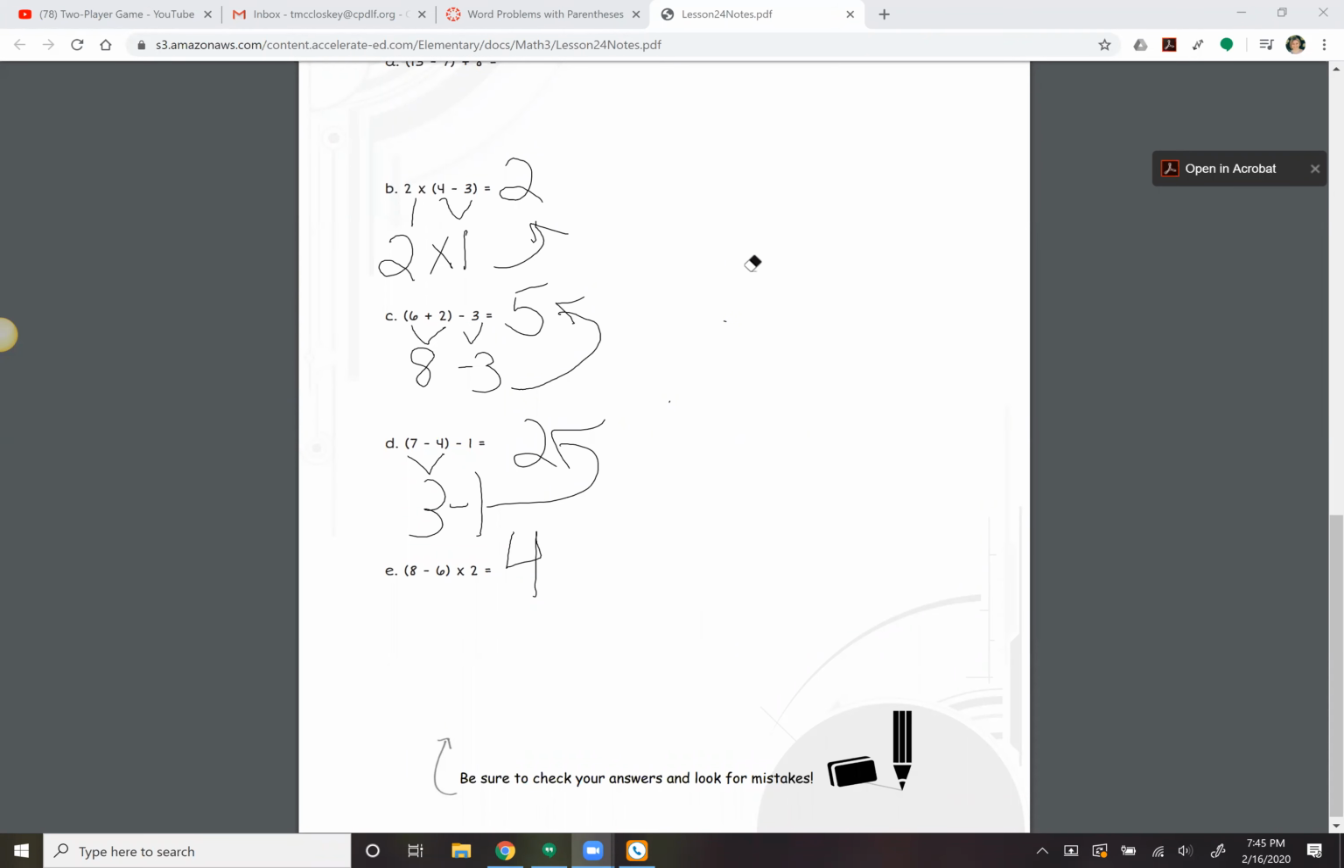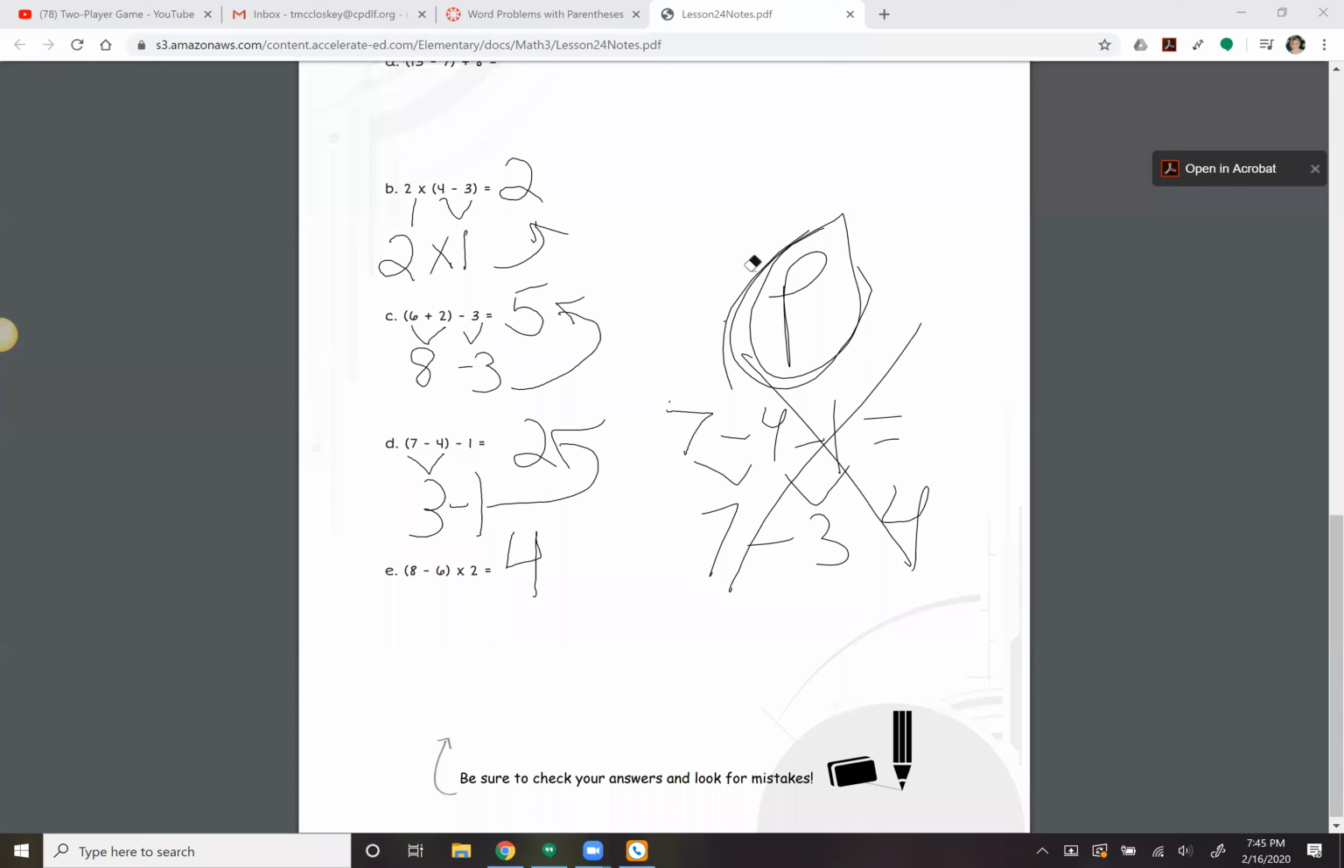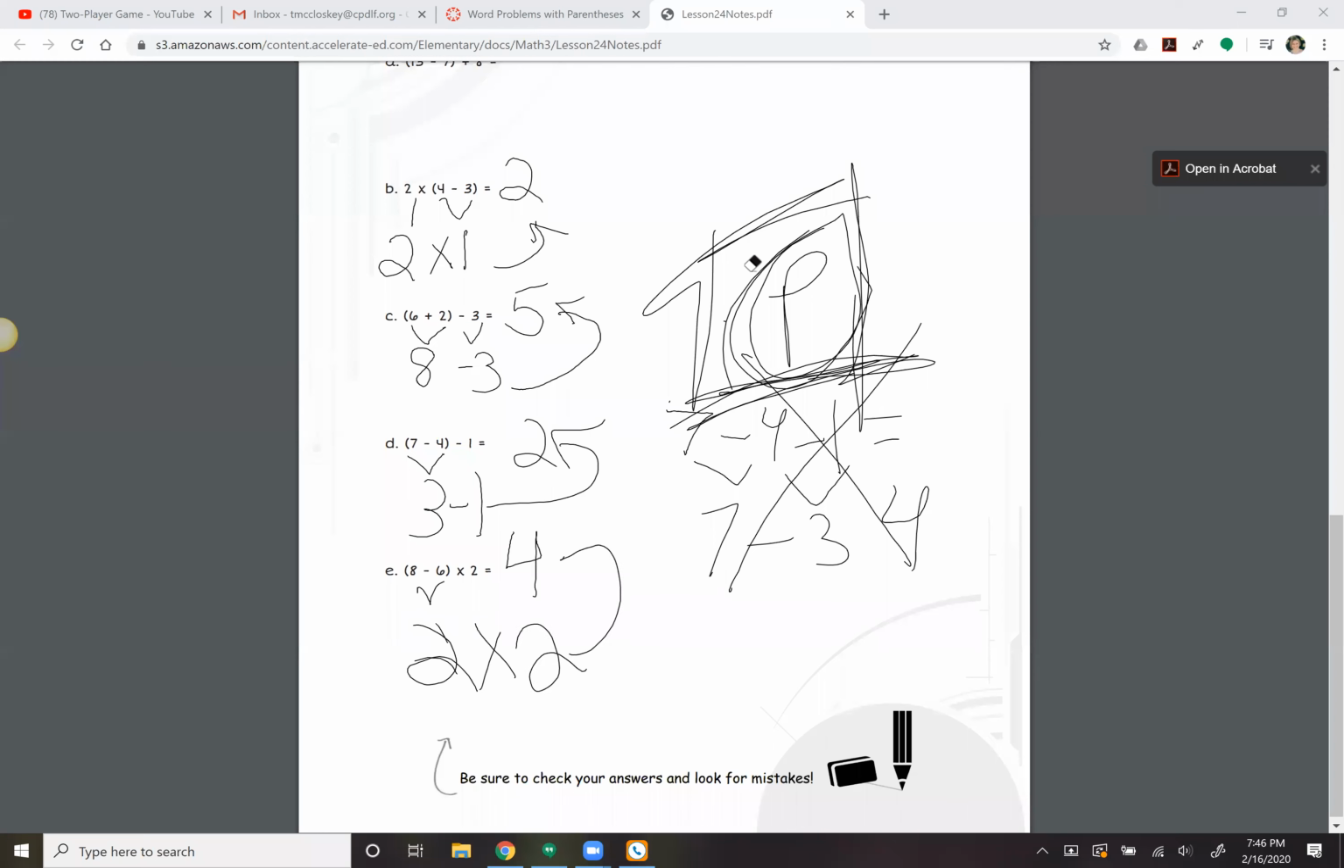So I forgot about the parentheses, and I just went straight for the ones on the end. I did 4 minus 1 equals 3, and I dropped down the 7 minus 1 to get 4. But that's not the way to do it, because we got to start with the parentheses. So it's okay to make mistakes. Just remember, start with the parentheses first. All right, last one. Parentheses first. 8 minus 6 is 2. Times 2 is 4.